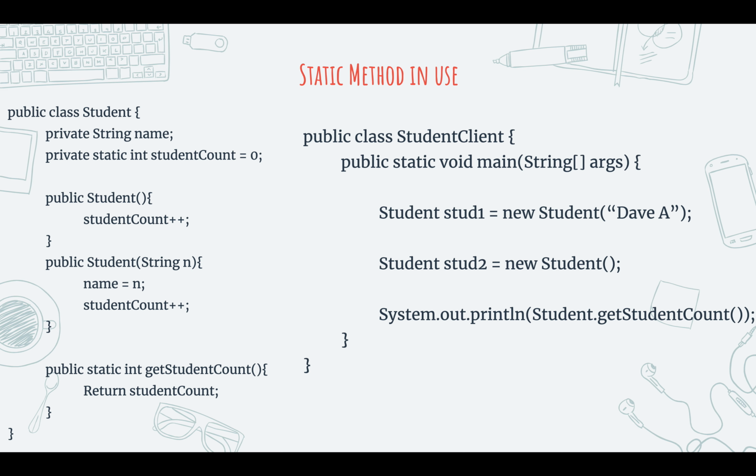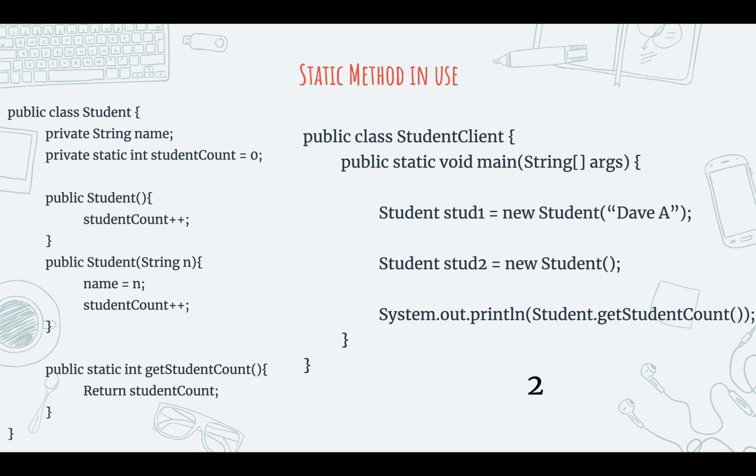And we have two constructors. We have a constructor that has no arguments and a constructor that has one argument. Either way, both constructors increase the student count by 1. Student count, just to remind you, is a static value. And when we access the static method getStudentCount, it returns us the number 2.